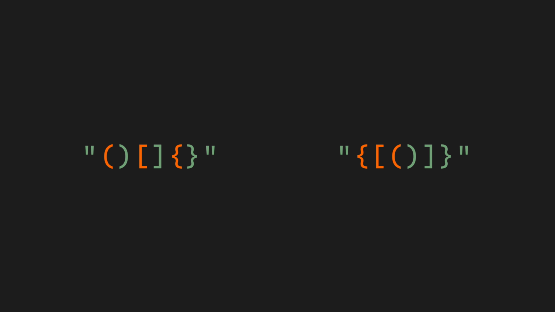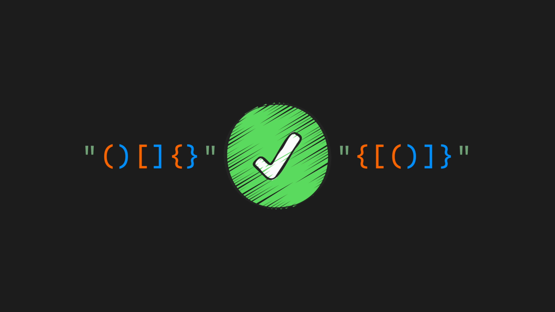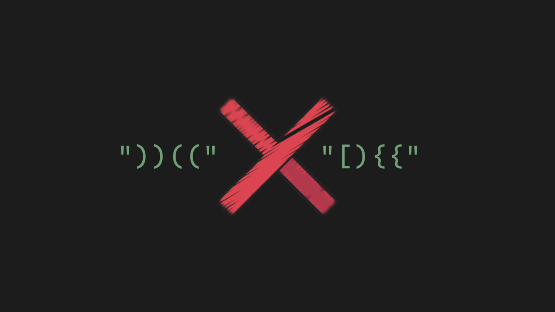Alright, here is the challenge. I give you a string like this or this one, and you have to tell me: are the brackets balanced and in the right order? That means every opening bracket needs a matching closing one, and not just anywhere, they have to close in the correct order. So yeah, these two are perfectly balanced and totally valid, but this? Total mismatch.